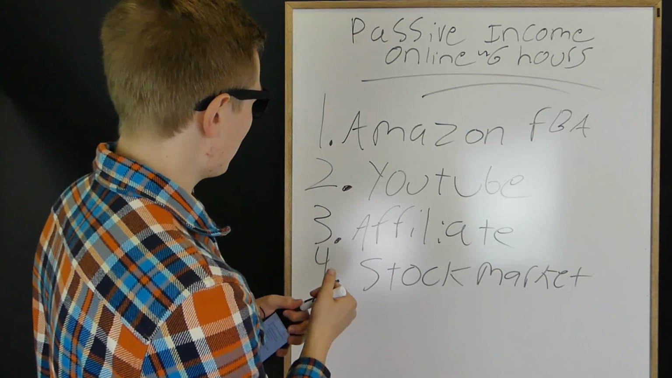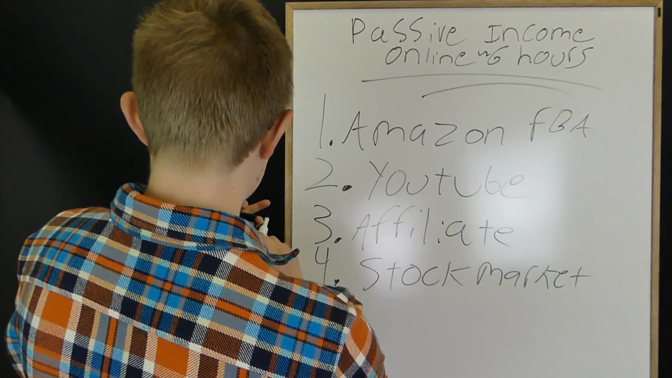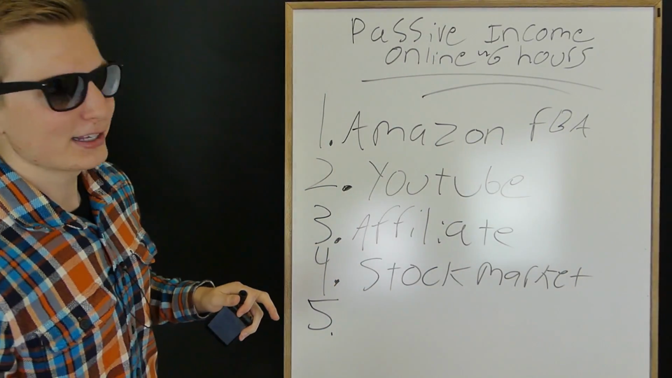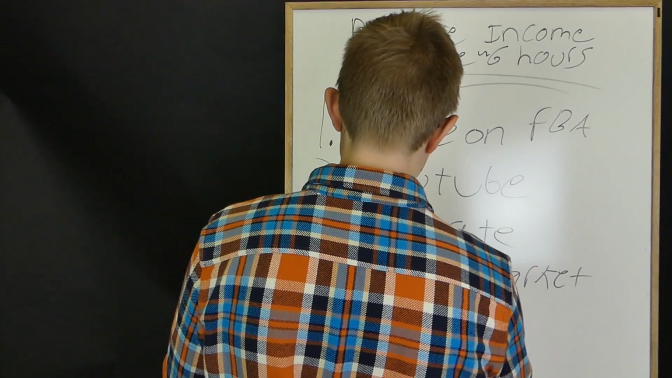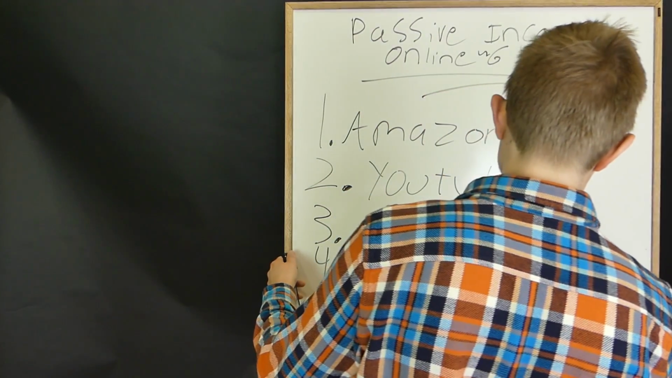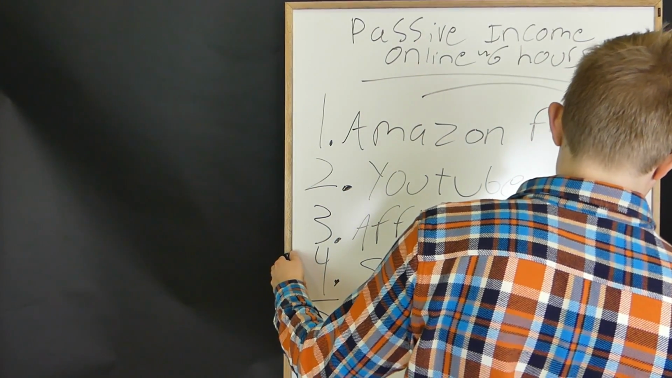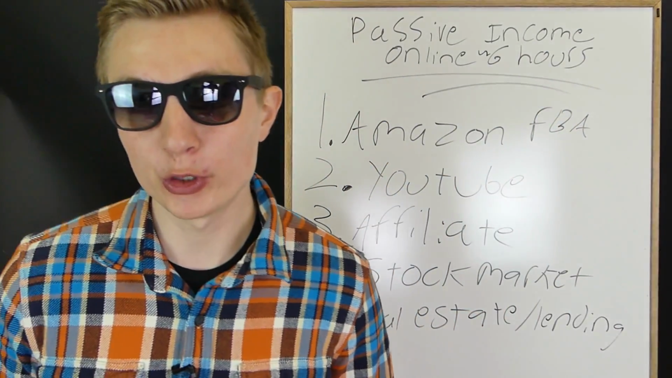So we're going to go on here to number 5. Number 5 here is something you can do online. Okay, so when I say this, it's going to be real estate, but you can do it online. I know, this is crazy, right? Real estate and lending. This is riskier, but it is a way for you to make a passive income if you do have money up front.